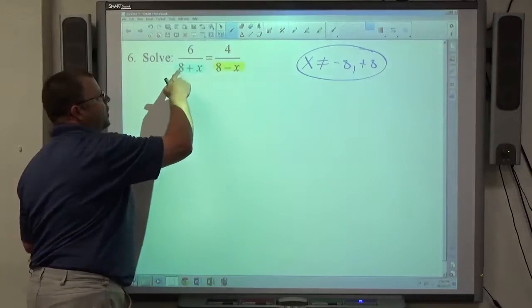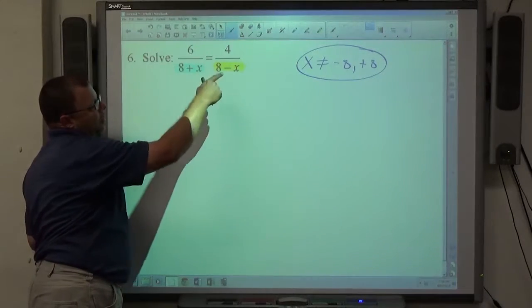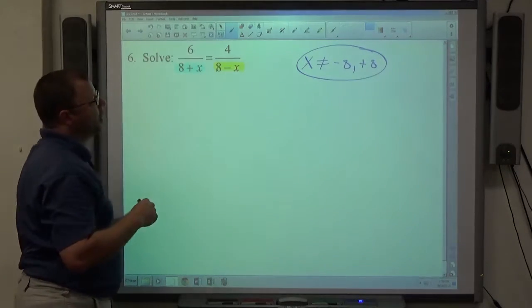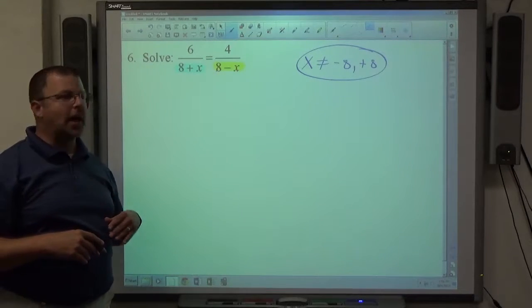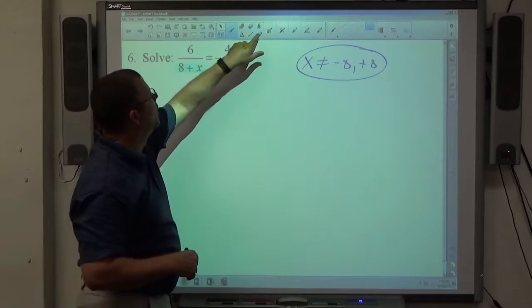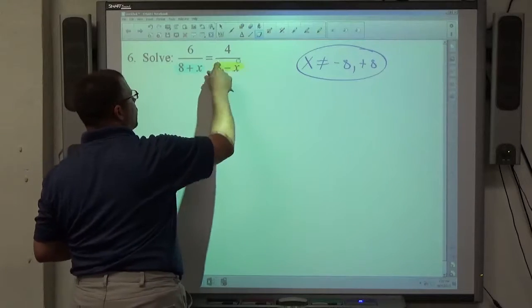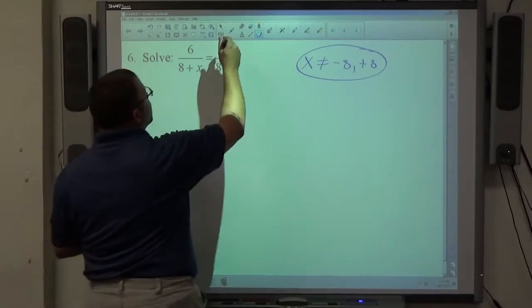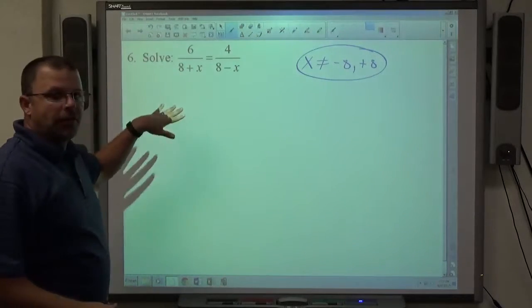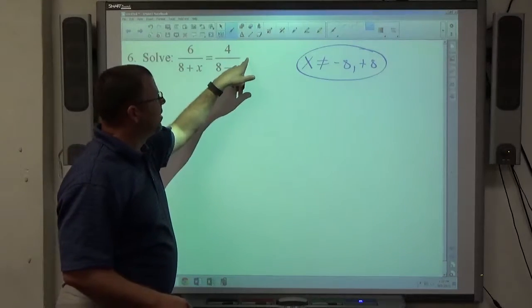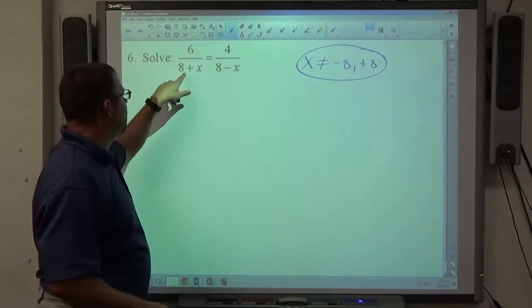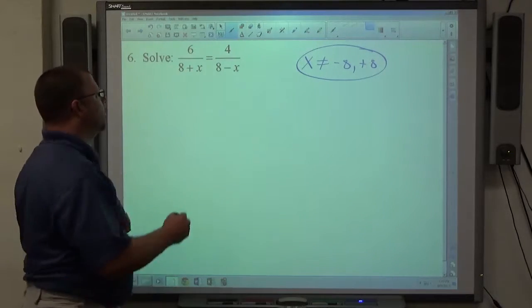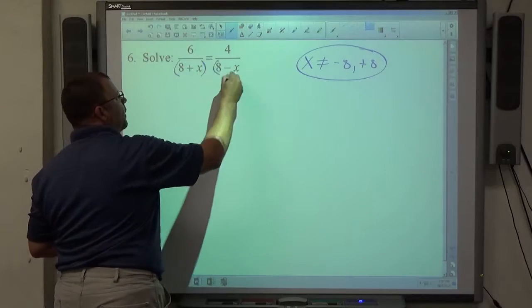If x equals negative 8, 8 plus negative 8 is 0. If x is positive 8, 8 minus positive 8 is 0. Division by 0 is undefined and not allowed, so we'd have to put those numbers over there to assure that we don't actually allow those to be answers should they show up as answers. Once again, cross multiplying will work effectively on this. If there was a third term, like it says plus 3 or something, multiplying by 8 plus x times 8 minus x would work. I'm going to go ahead and use cross multiplying.